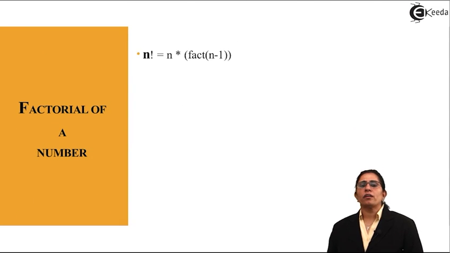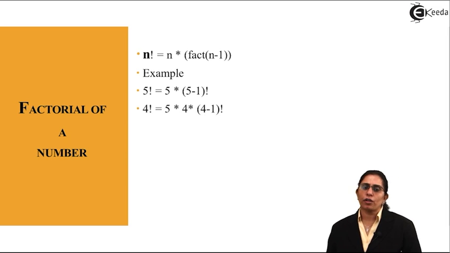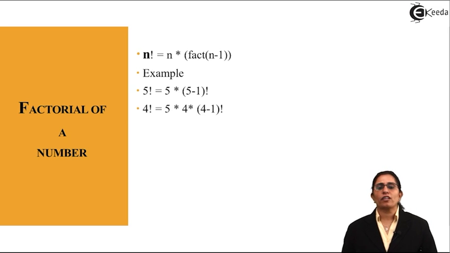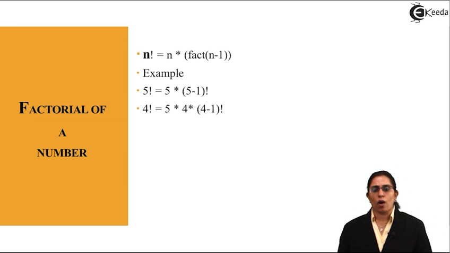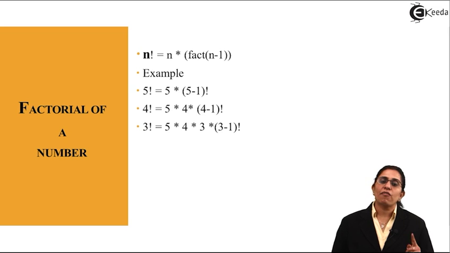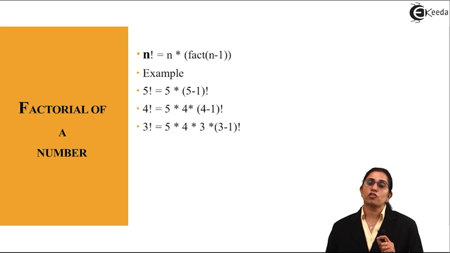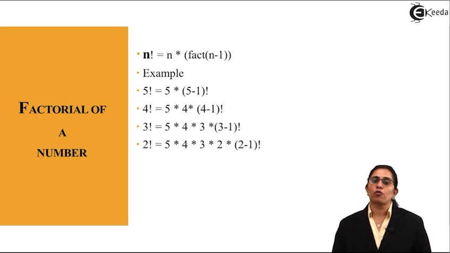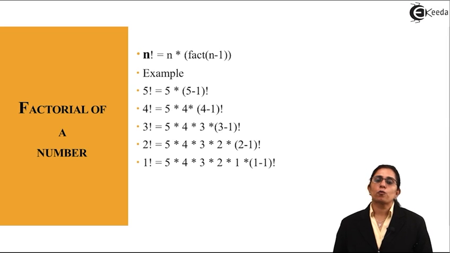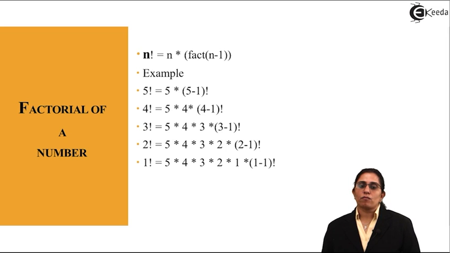Now, n factorial is n into factorial n minus 1. Example, 5 into 5 minus 1 factorial, which is 4 factorial, as 5 minus 1 is 4, the function calls itself. So 4 factorial is equal to 5 into 4 into 4 minus 1, which is 5 into 4 into 3 factorial, as the function calls itself. So 3 factorial is equal to 5 into 4 into 3 minus 1 factorial, which is 2 factorial. So 2 factorial is equal to 5 into 4 into 3 into 2 into 2 minus 1, which is 1 factorial. So 5 into 4 into 3 into 2 into 1, 1 minus 1, which is 0 factorial. So when it becomes less than that, it comes out of the loop.